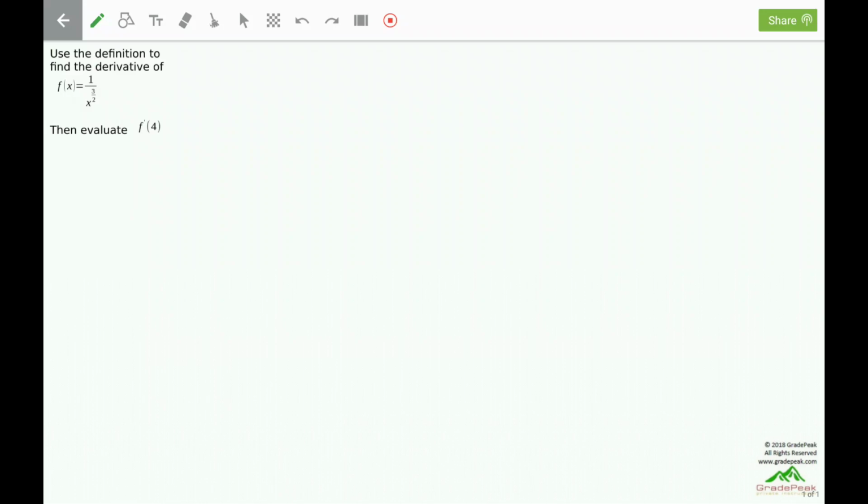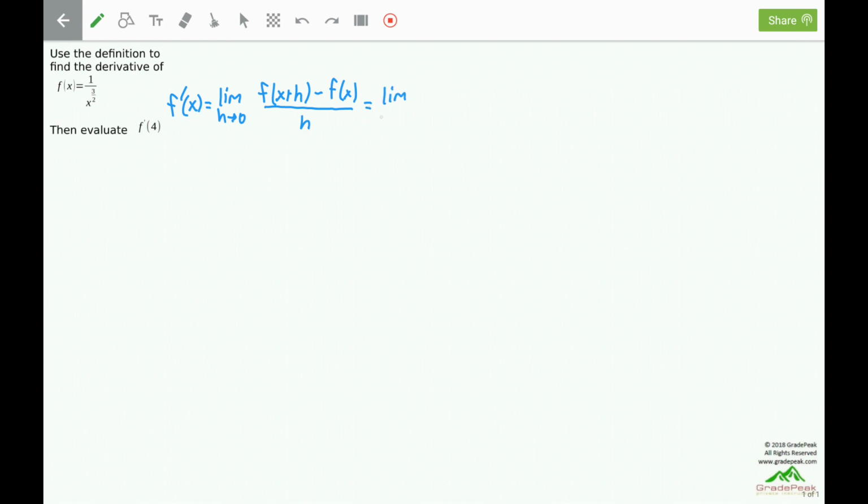Use the definition to find the derivative of f of x equals 1 over x to the 3 halves, then evaluate f prime of 4. The first thing to do is write down the definition of the derivative. F prime of x equals the limit as h goes to 0 of f of x plus h minus f of x divided by h.